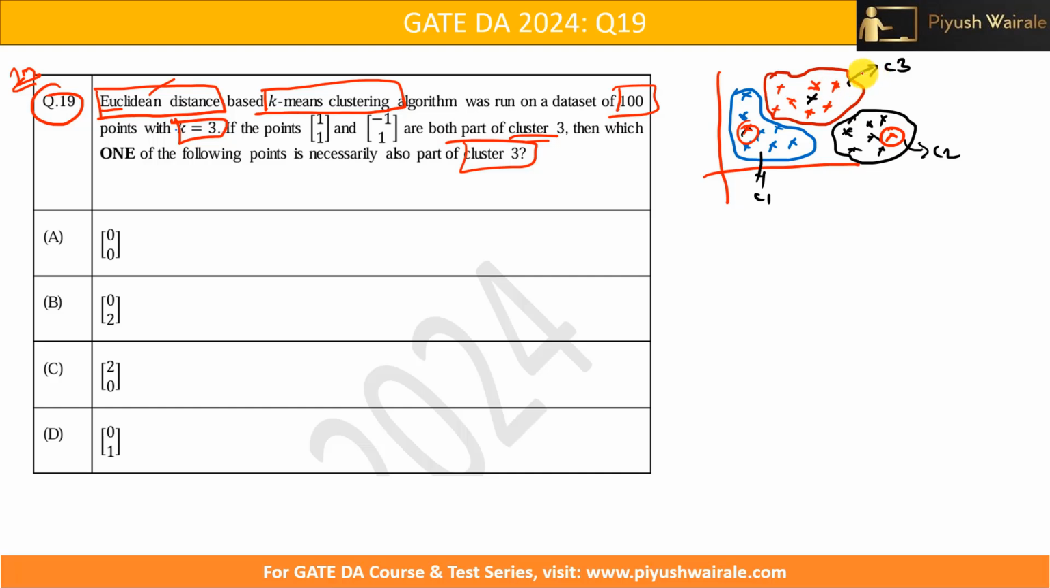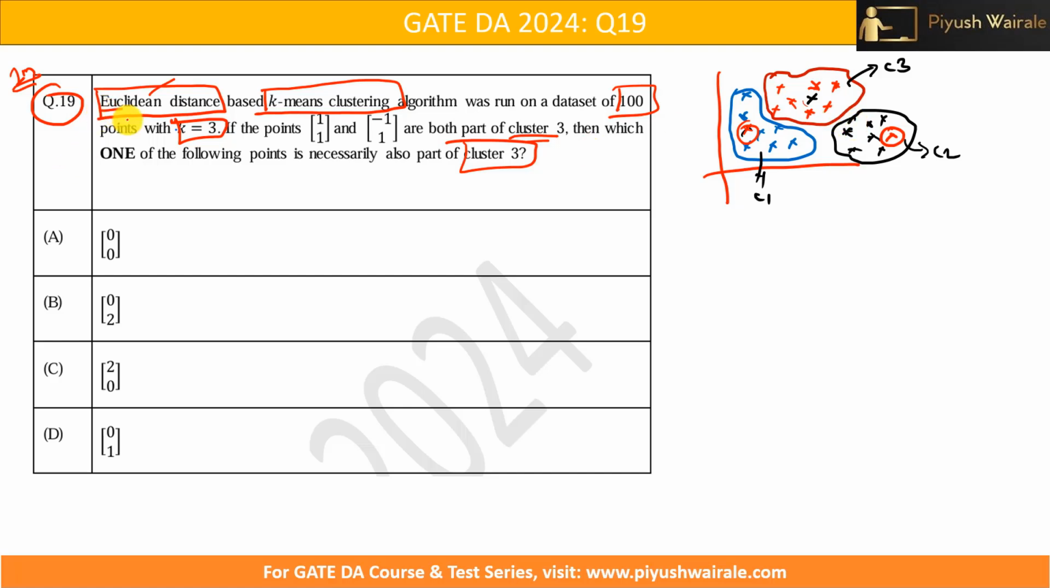Now we want to find one new point such that it is also part of cluster 3. What can I say about this? It means that all the points lying in this cluster are closer to each other. Because all the points are nearer to this centroid, whatever point out of these 4 options will also lie inside this cluster. It means that the distance between that new point and these points will be less than to other data points. Based on this only we can solve this question very easily, right?